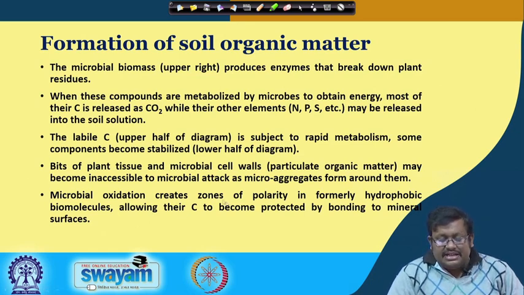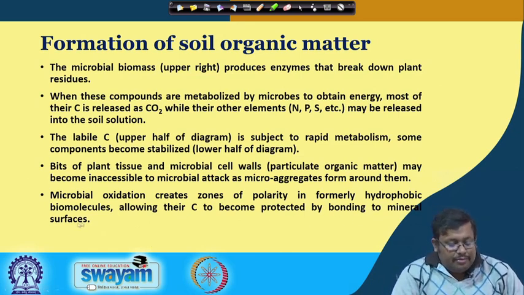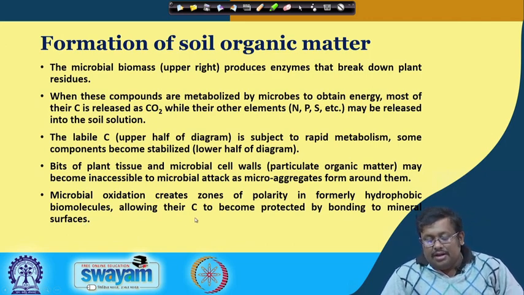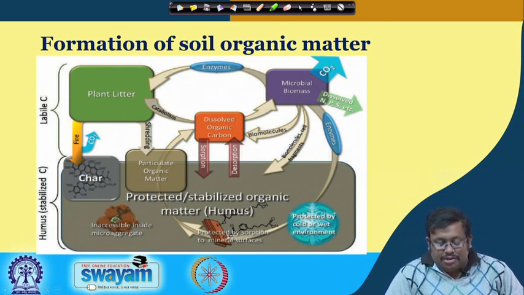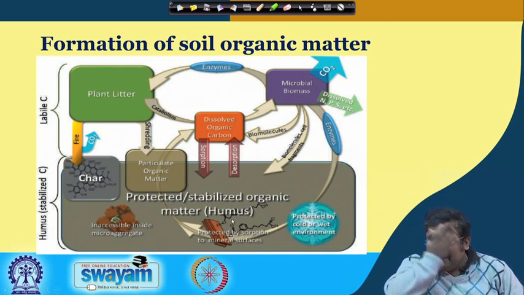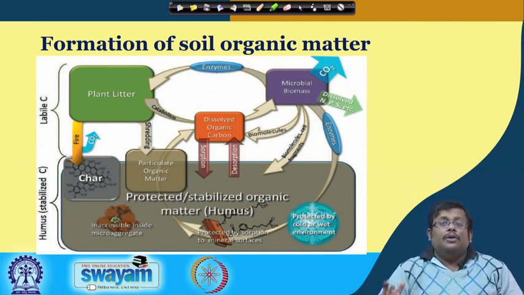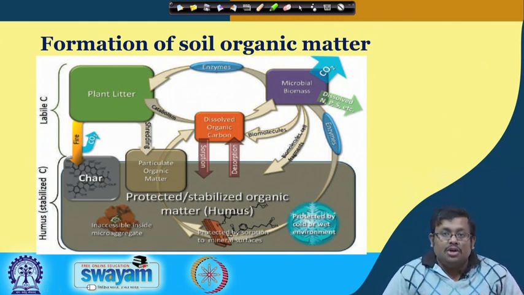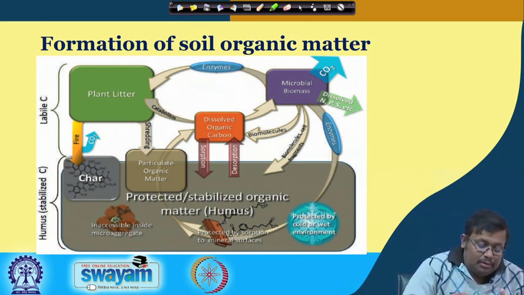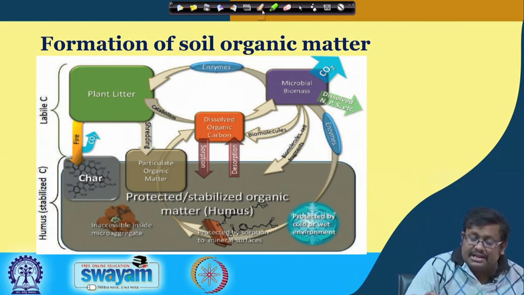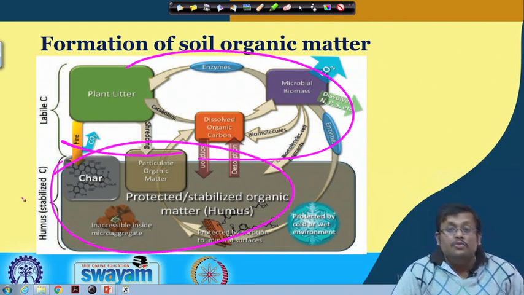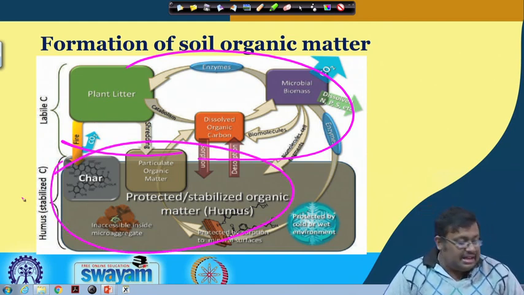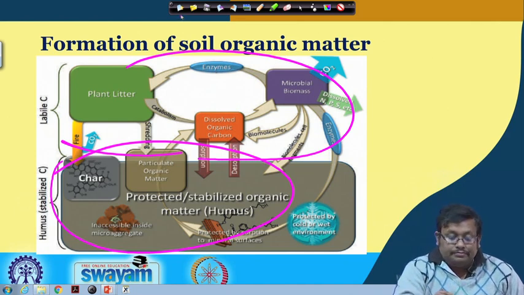And microbial oxidation creates zones of polarity in formerly hydrophobic biomolecules, allowing their carbon to become protected by bonding to mineral surfaces. So you can see protection by sorption to the mineral surfaces. This is another way. This is the whole dynamics of soil organic matter within the ecosystem. The labile pool is this fraction, and this is the more stabilized pool, or humus, which is responsible for soil physical, chemical and biological activities.